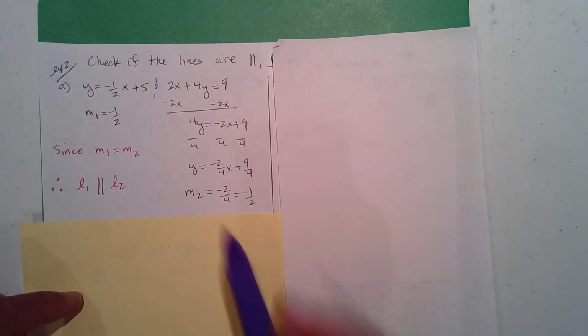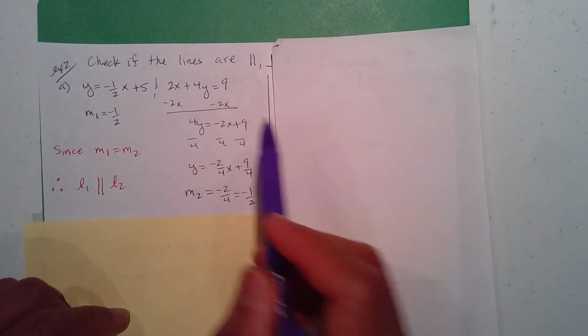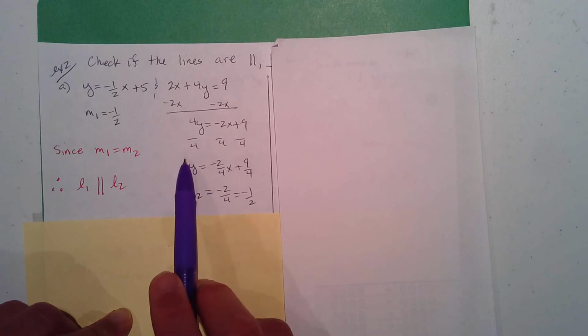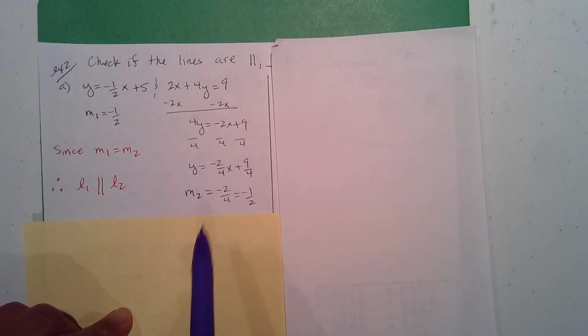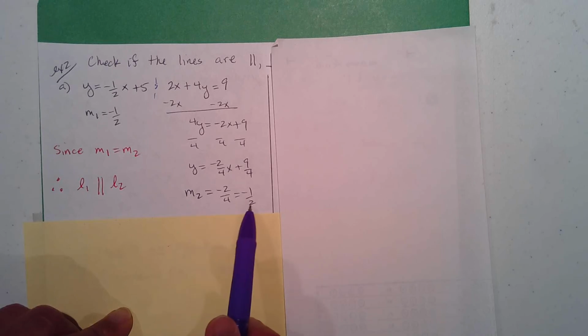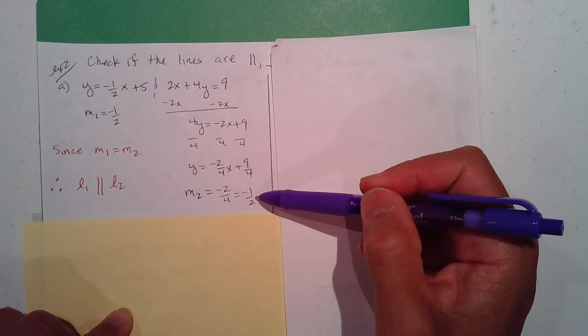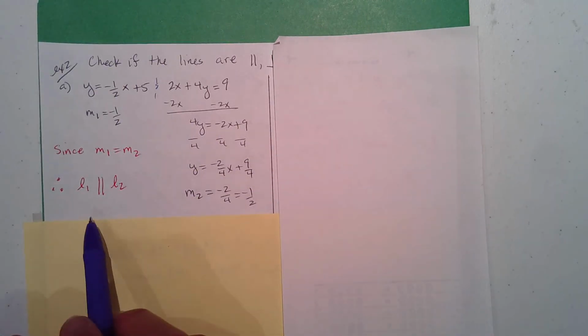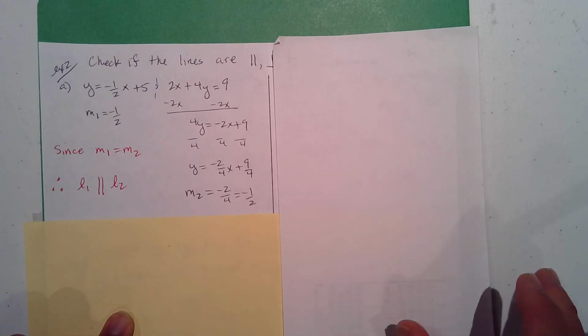Alright, so subtract 2x from both sides: 4y equals -2x plus 9. Get y by itself, divide everything by 4. We have this equation, so the slope of line 2 is -2/4, which reduces to -1/2. Notice the slopes are equal. So when the slopes are equal, your conclusion is line 1 is parallel to line 2.